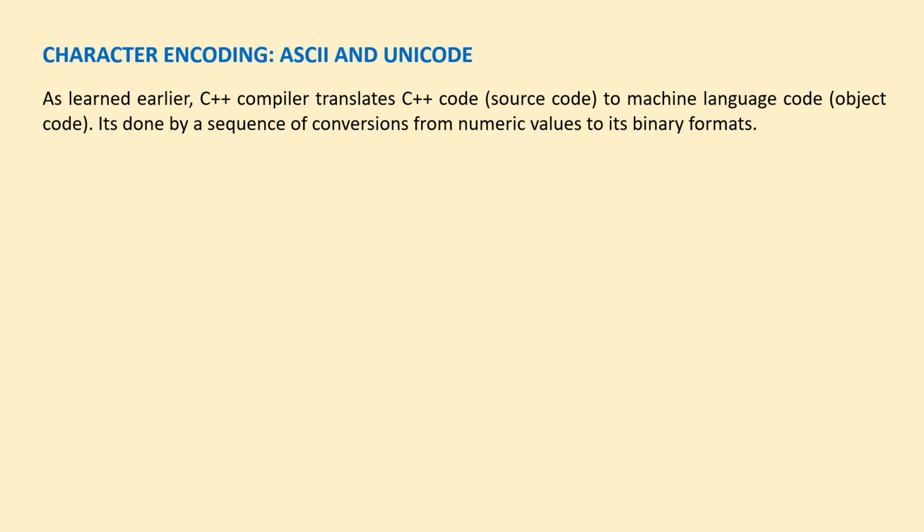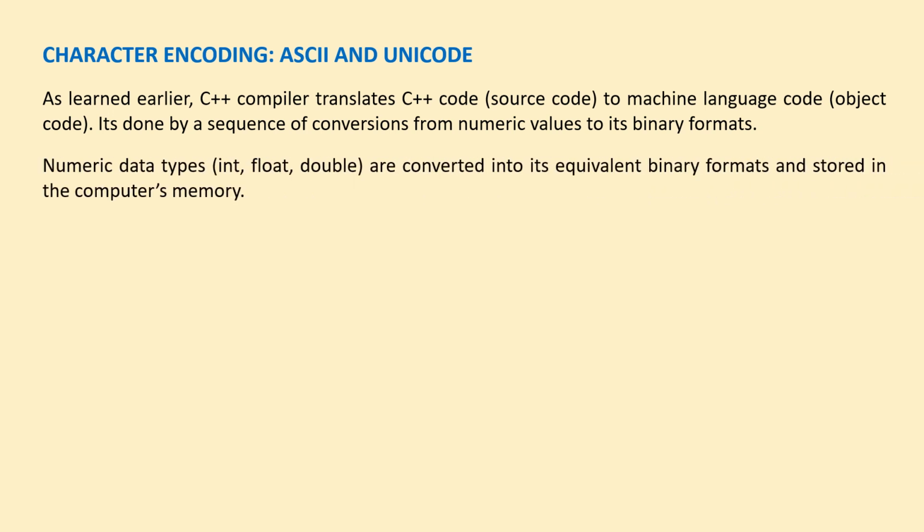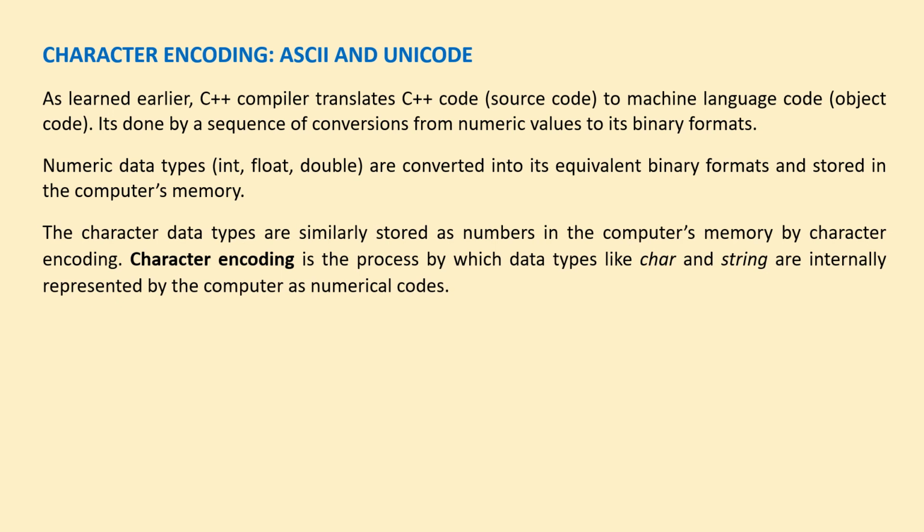Character encoding. ASCII and Unicode. As learned earlier, the C++ compiler translates C++ code, or the source code, to machine language code or the object code. It's done by a sequence of conversions, from numeric values to its binary formats. Numeric data types like int, float, and double are converted into its equivalent binary formats, and stored in the computer's memory. The character data types are similarly stored as numbers in the computer's memory by character encoding. Character encoding is the process by which data types like char and string are internally represented by the computer as numerical codes.